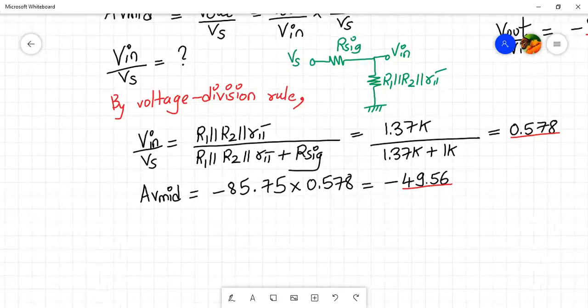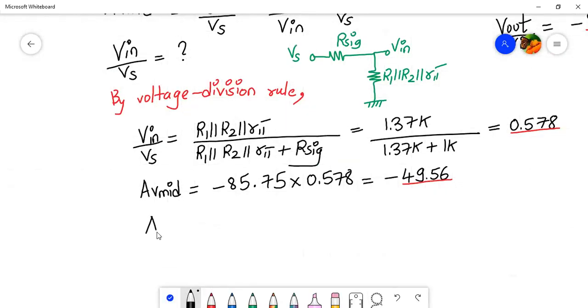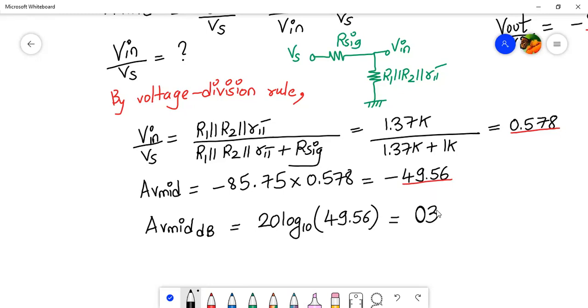Now, I want the value of AV mid to be in dB. So the value of AV mid in dB can be calculated as 20 log to the base 10. Now here we have to consider mod of AV mid, right? Because logarithm will not take a negative value. So you will get 49.56. So please calculate this number, 20 log to the base 10 of 49.56. This value comes out to be 33.9 dB.